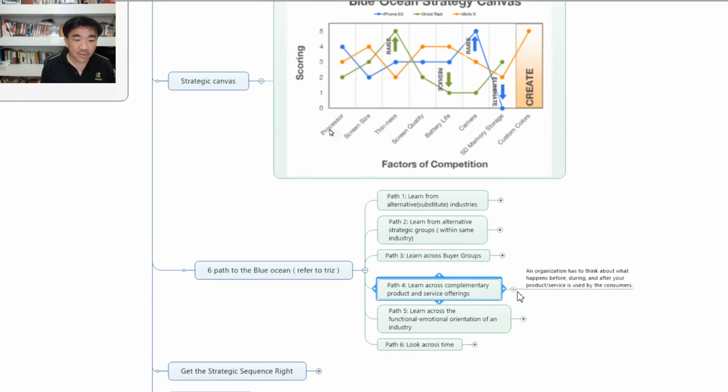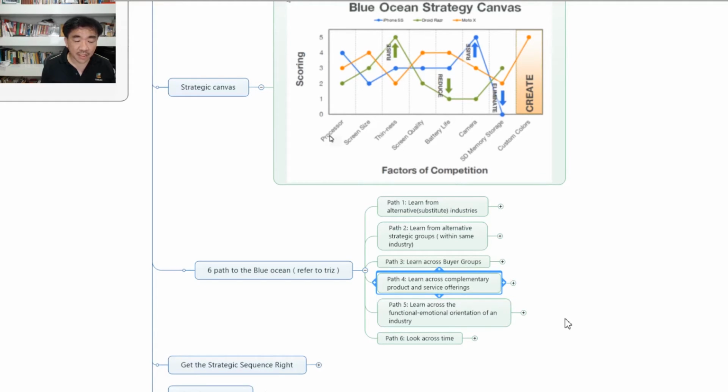So you need to understand the motive of the consumer. Why does the consumer decide that way? By understanding before, during, and after what they feel, what they actually perceive about the product value.